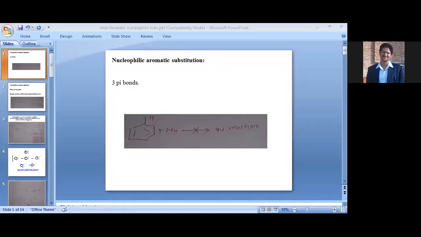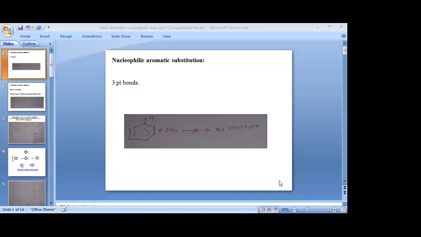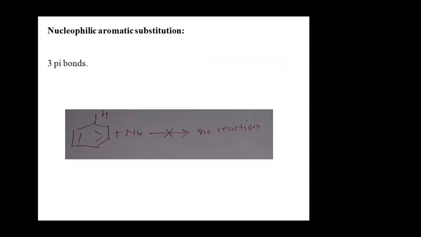Two things are important: the first one is an electron withdrawing group, and the second is a good leaving group. These two things are important for the nucleophilic aromatic substitution reaction.